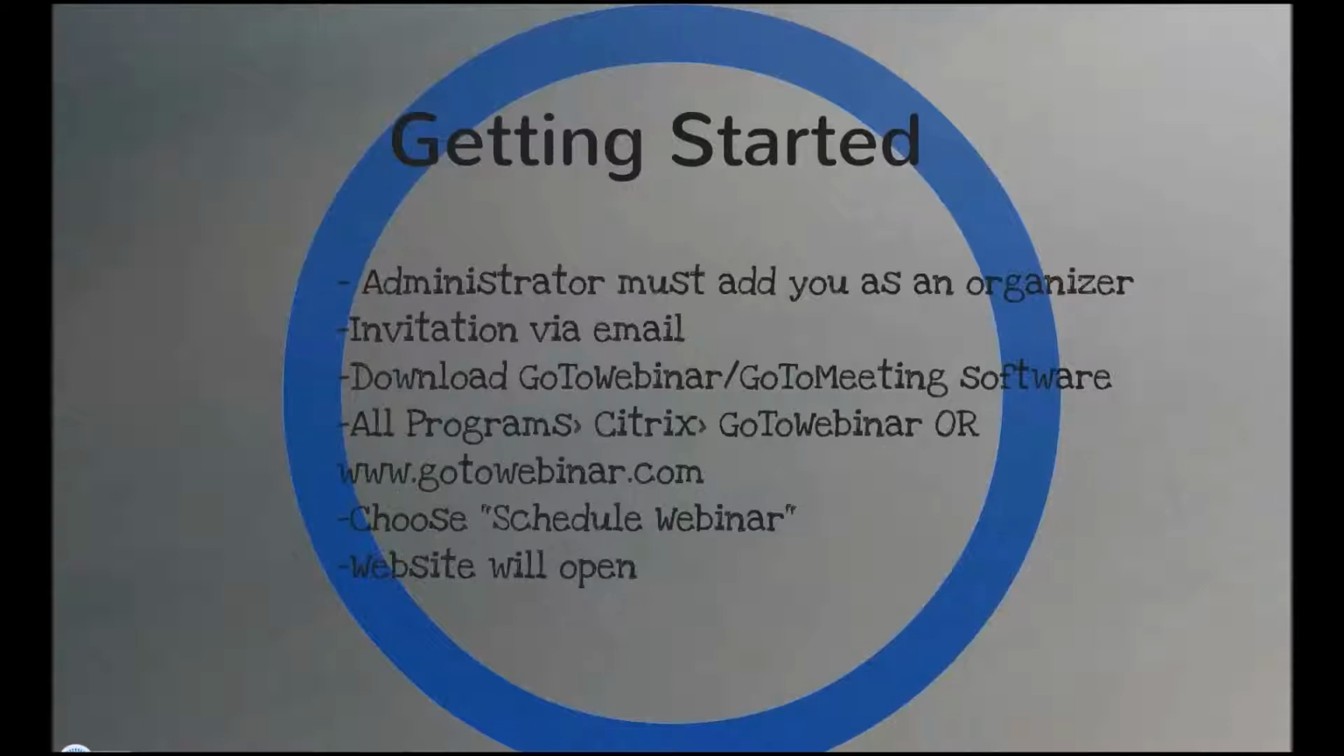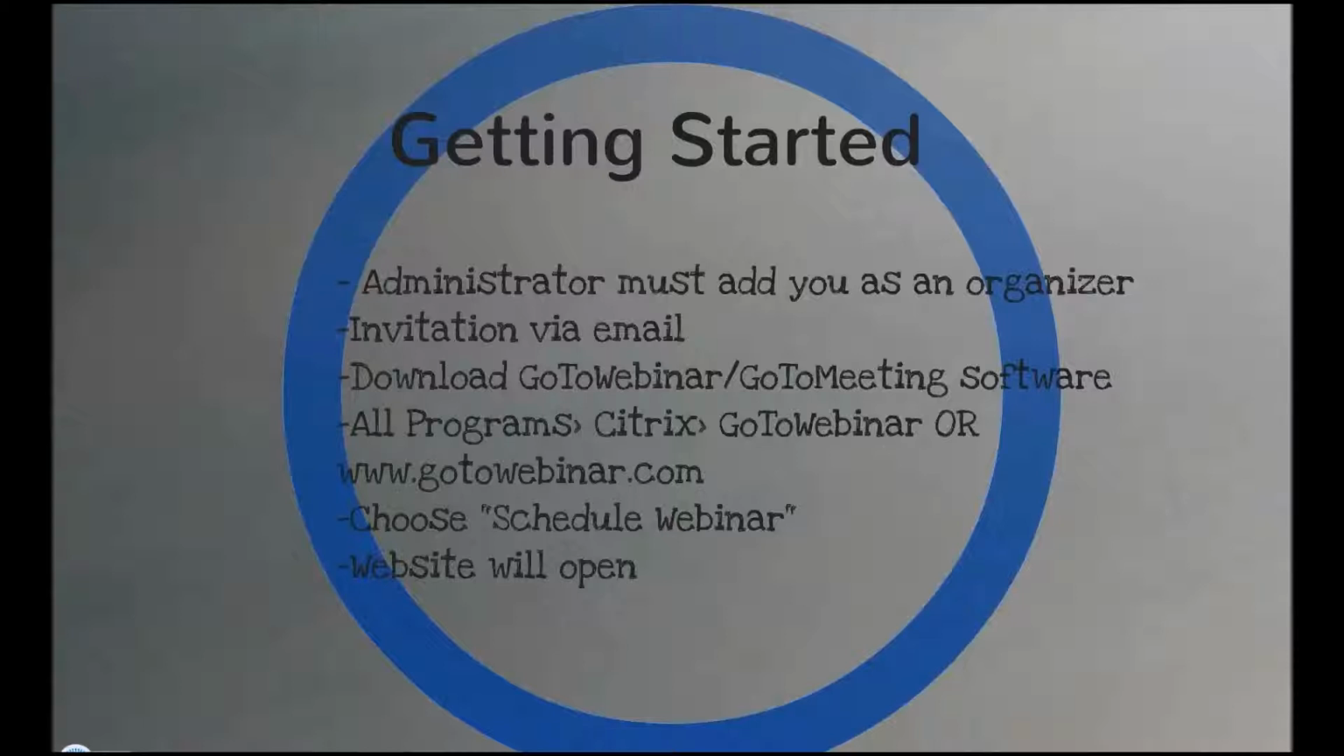And with the webinar service, we also received GoToMeeting. There is a difference between the two of them, so you want to make sure that you schedule the webinar and not the meeting. And there will be this little icon on your screen. It looks like a little blue asterisk or flower kind of thing. So you make sure that you click on the webinar and not the meeting.